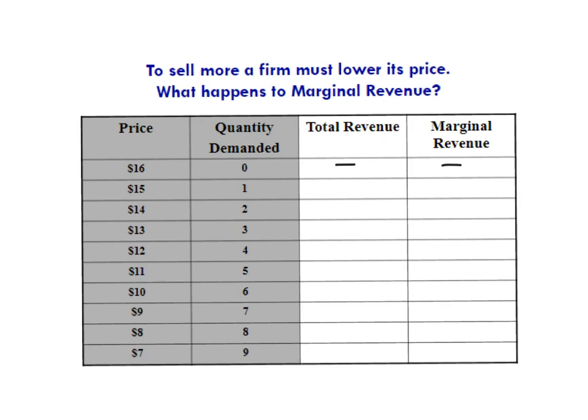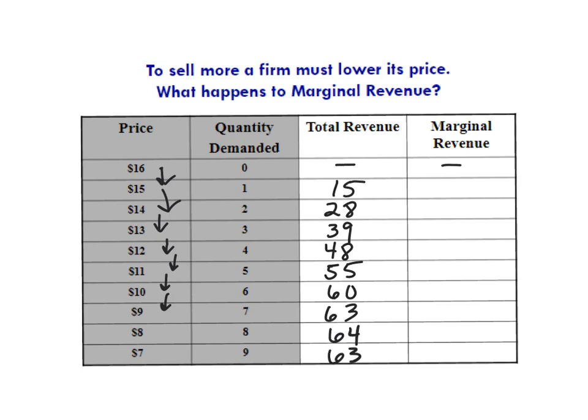As we lower the price from 16 down to 15, we're able to sell one. So total revenue would be $15. Then if we want to sell two, we've got to lower the price again to 14. So this would be $28, and so on and so forth. $39, $48, $55, $60, $63, $64, and then again $63. Okay, so that's going to be your total revenue.